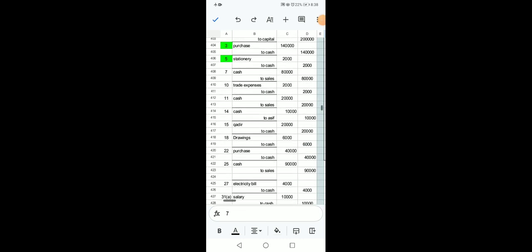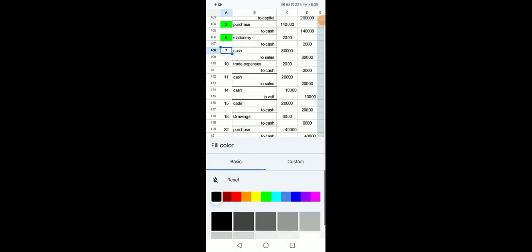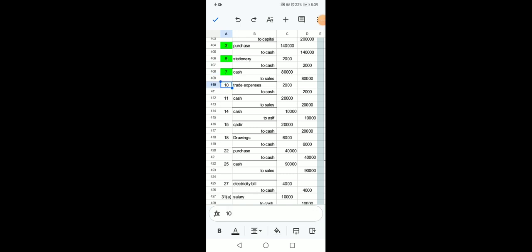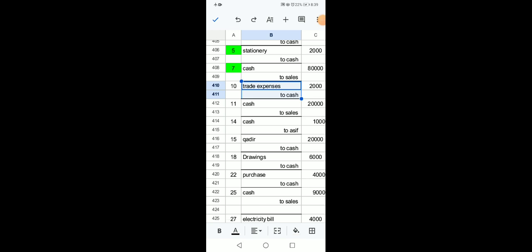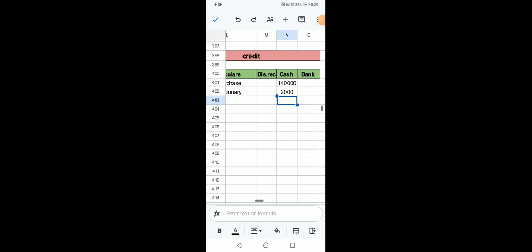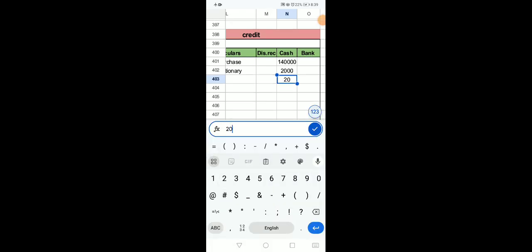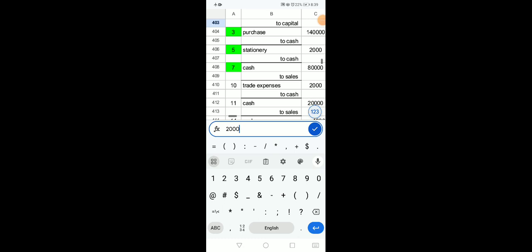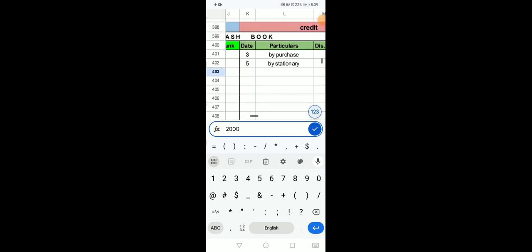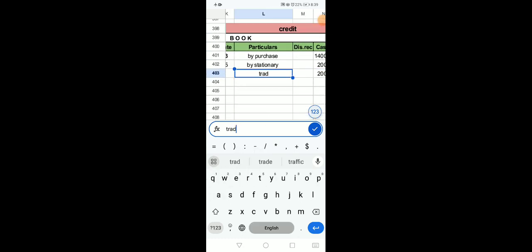In this way, 7th entry has been completed, as there was one element of cash and has been posted to the debit side. Entry 7 completed. You will mark it as it has been done. Next entry is entry number 10, where there are two elements, trade expense and cash, but we are associated with only one element, which is cash, and cash is credited by 2000. You will go to the credit side of the cash book. In cash column you will write 2000. All right, now see its reference, that is trade expense. So you will write trade expense over here.